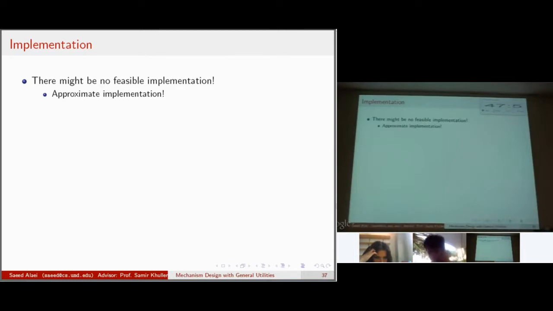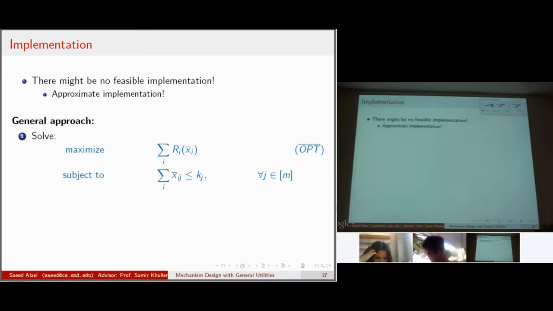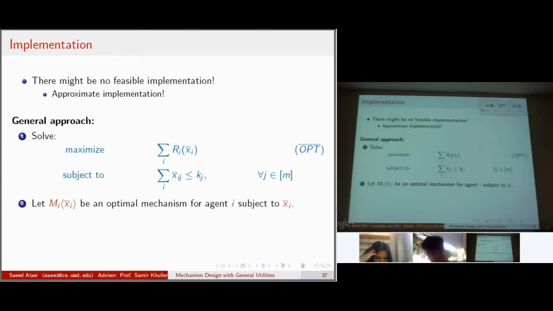Because there may be no feasible implementation for an ex-ante allocation, we are going to approximate the implementation. Here is a general approach that we use. We start by solving this convex program, and let M_i of x-bar_i be the optimal mechanism subject to that upper bound.